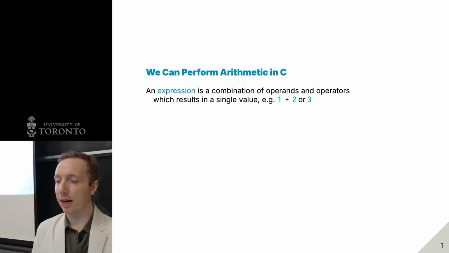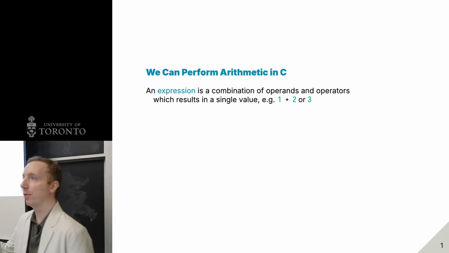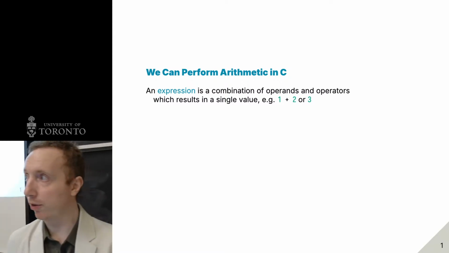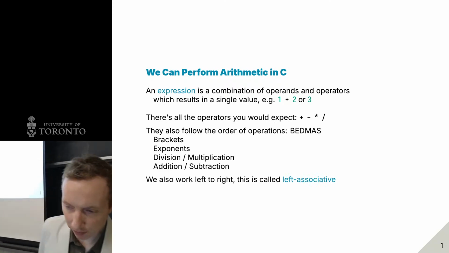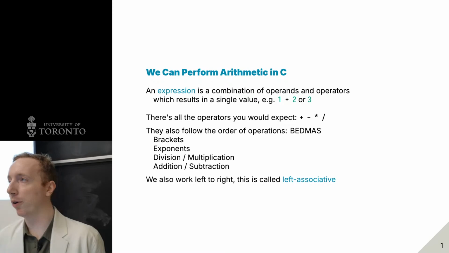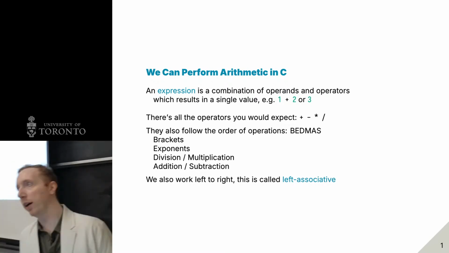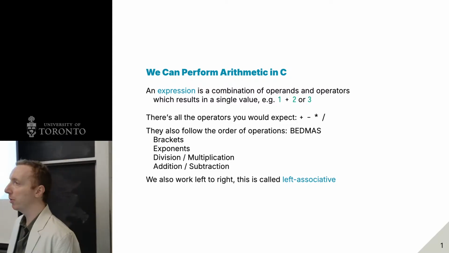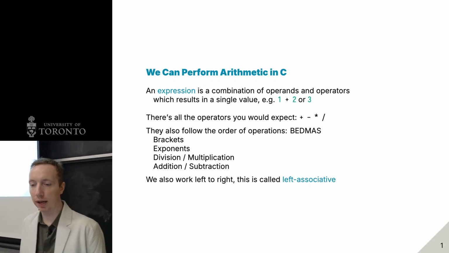Or if I want to be technical about it, the number 3 by itself is also just an expression because it results in a single value. So these two things are both expressions. In C, there are all the operators you would expect. They might have a different symbol, but there's addition, subtraction, a plus, a minus, and multiplication is done with a star, and division, thankfully, is done with a slash.